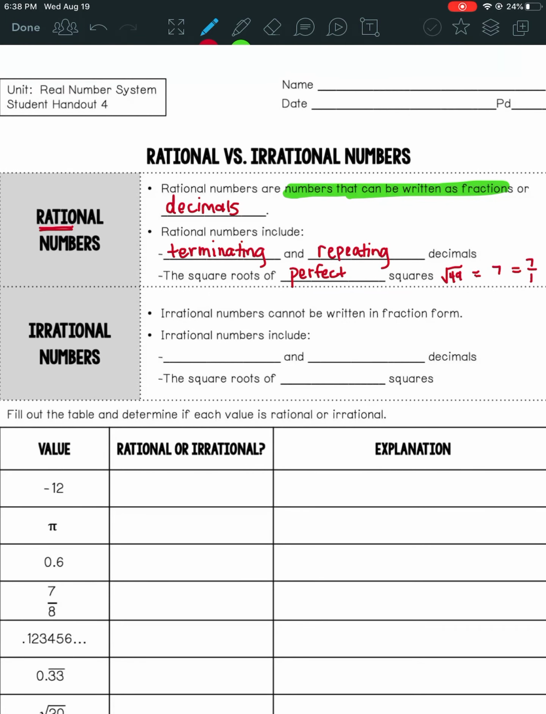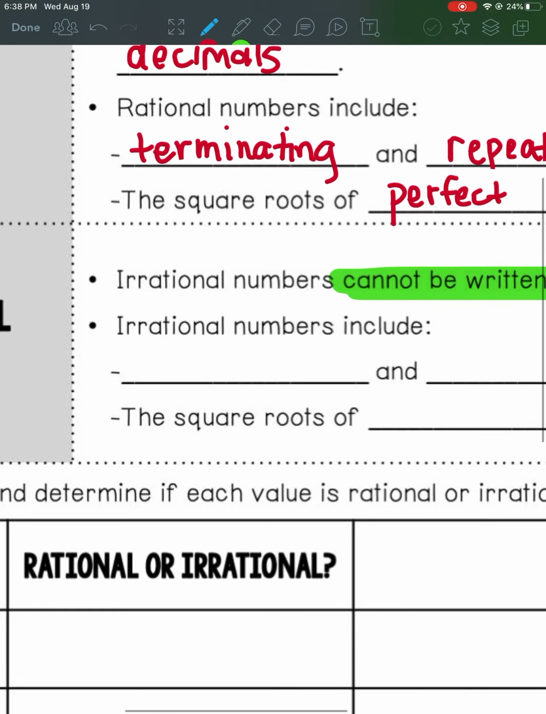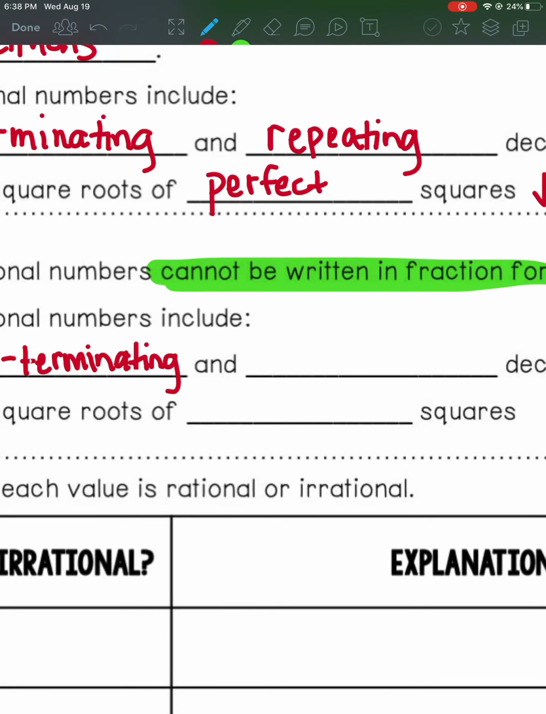Irrational numbers are numbers that we cannot write as fractions, okay? Irrational numbers include two types of decimals. Non-terminating, meaning they will never, ever end. They go on and on forever, but they cannot repeat, because we already said repeating decimals are up here in the rational category. So non-terminating and non-repeating decimals are irrational numbers.